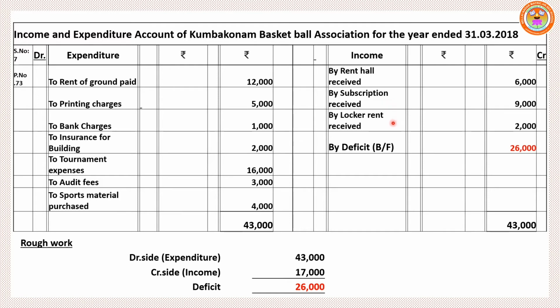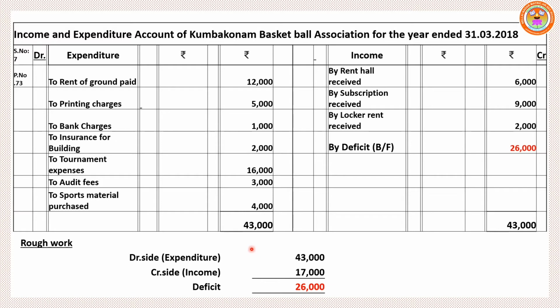Then by locker rent received. So now, totally, the debit side, if you are adding, we got 43,000. Whereas the credit side, the income side, if you are adding these three amounts, 17,000. So look at that. Write the highest total on both sides, 43,000, 43,000.